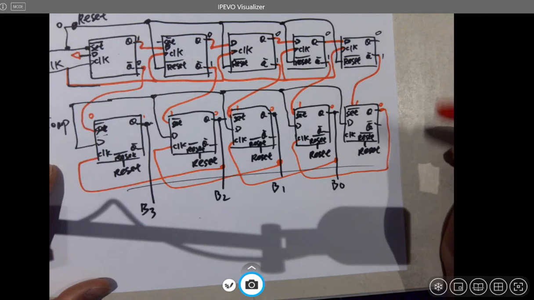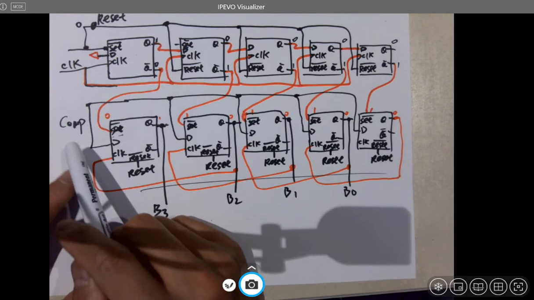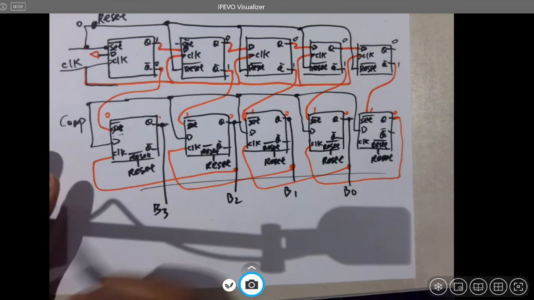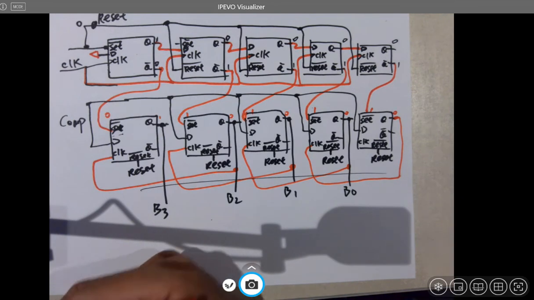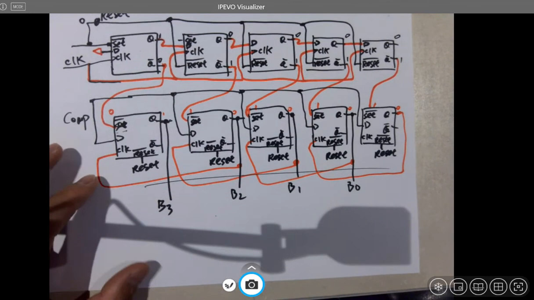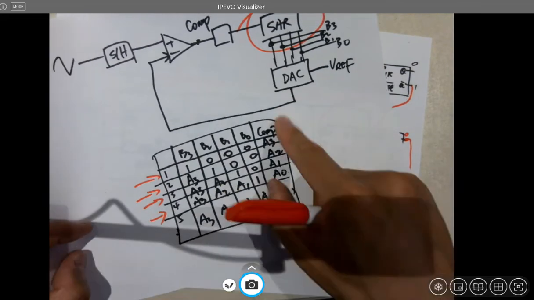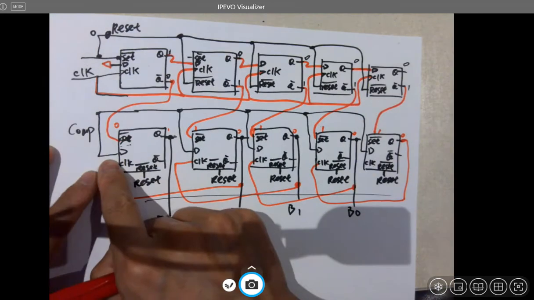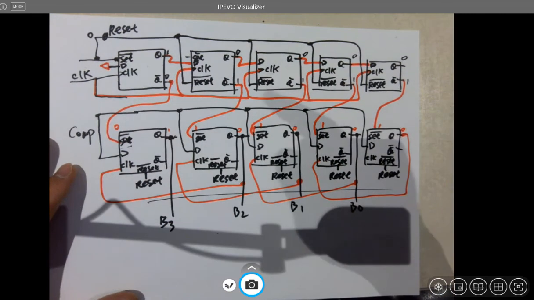How does that work? Because the comp is being shorted to where? The Ds. So they are being readied to be used as the input, because you want to send it to the Qs. We need these ones to be the Qs. The comps need to be placed in here, right? That's how we have to do it. We have to connect them to the Ds. But how do we trigger that transmission from here to here?